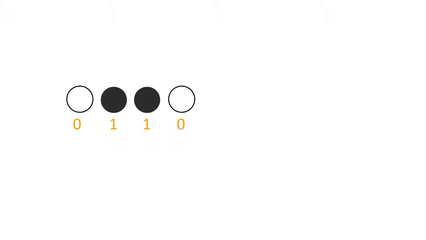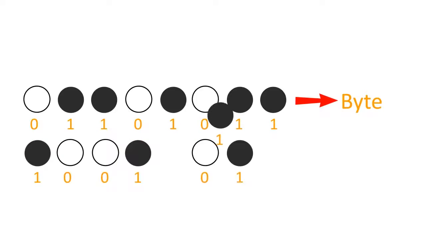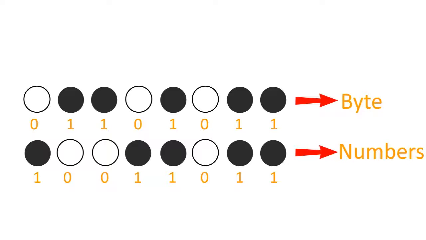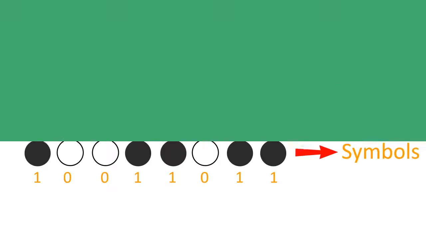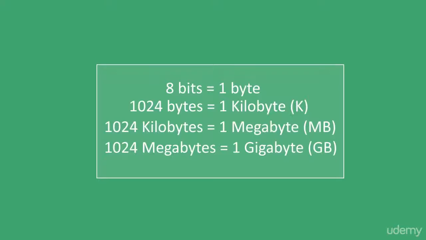Bits are grouped together in sets of 8. Each set of 8 bits is called a byte. Setting different combinations of those 8 on and off combinations can be developed to stand for letters, numbers, spaces, and symbols. A computer uses the following forms of measurement when referring to memory.